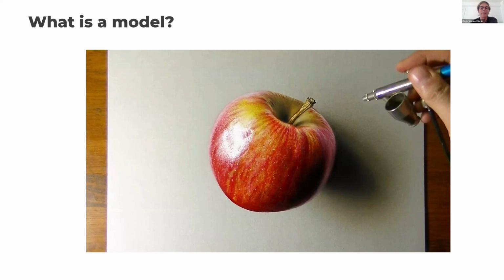So they lack a lot of properties the real apple has. Like they don't have scent, okay? They don't have juice, they don't have seeds. There are a lot of attributes in the real world which are lacking in these different representations of the apples, okay? So basically, these are models of apples, okay?